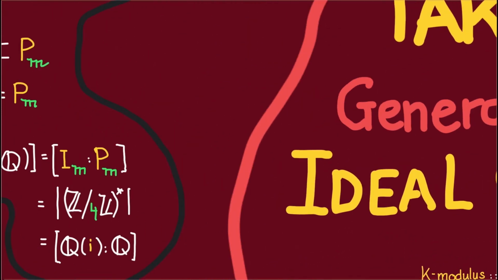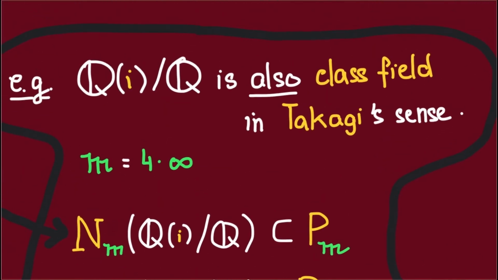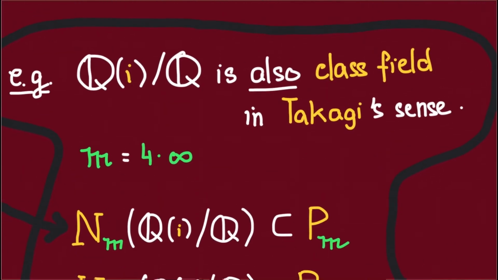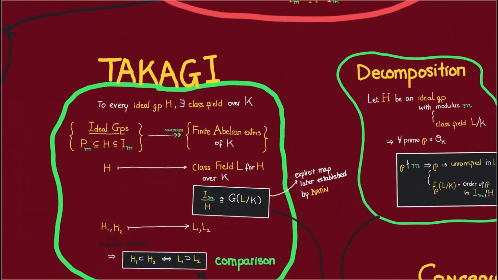Now, the same argument works for Takagi's generalized ideal class group, and therefore we have that this index here is equal to the size of this unit group, which is just 2, and thus this index here is equal to the degree of Q(i) over Q. This means in particular that Q(i) is a class field in the Takagi sense. Up next, we're going to give an overview of what Takagi proved.